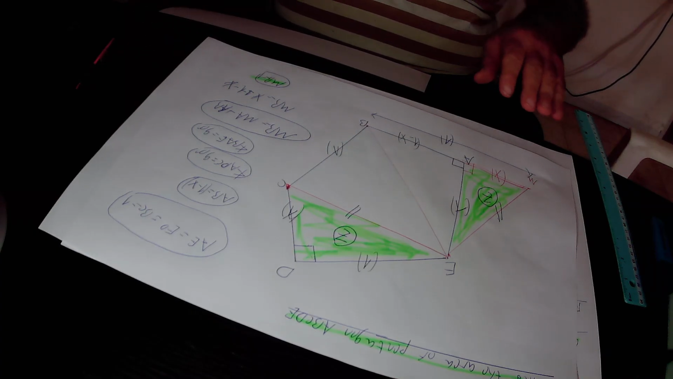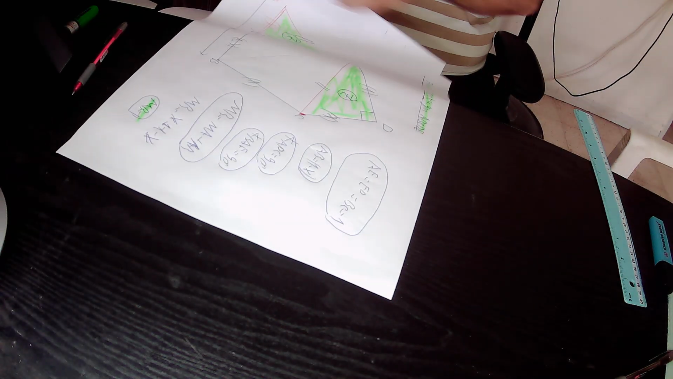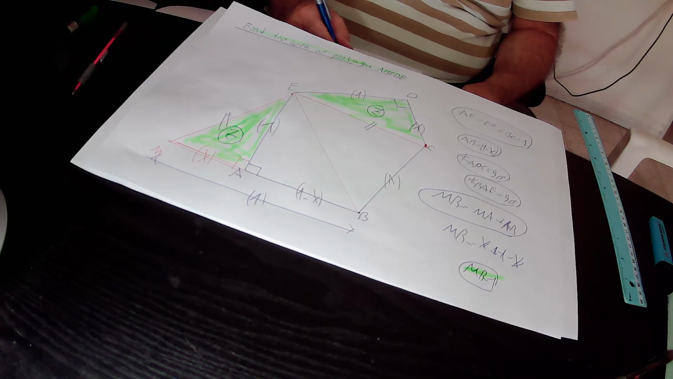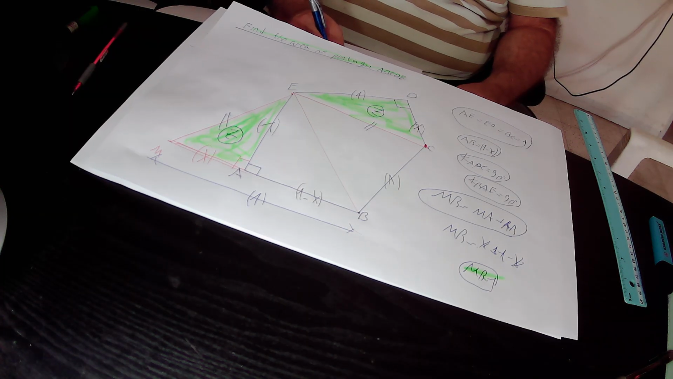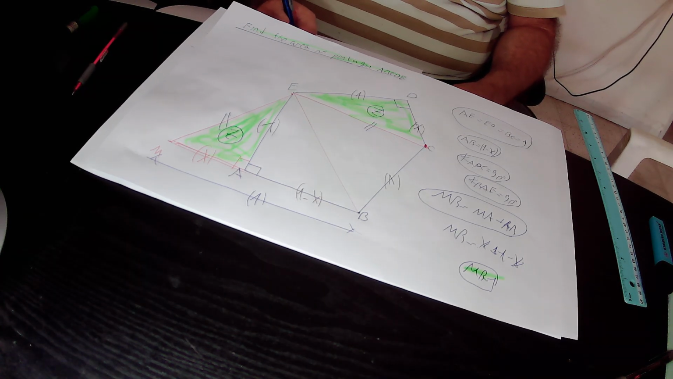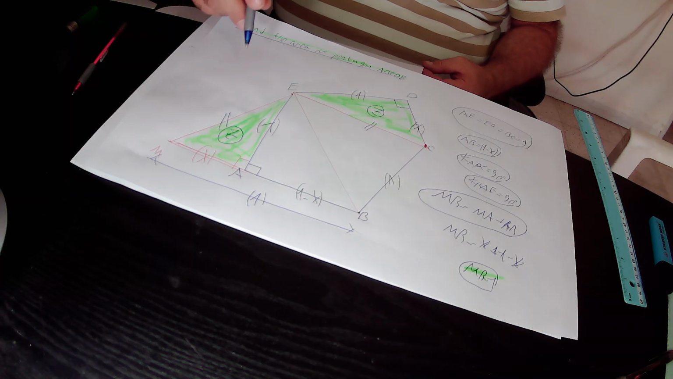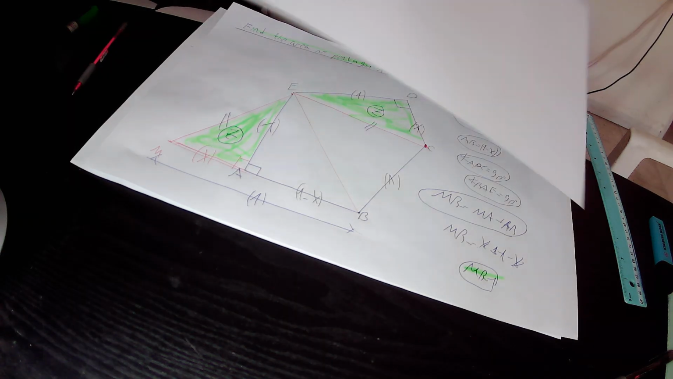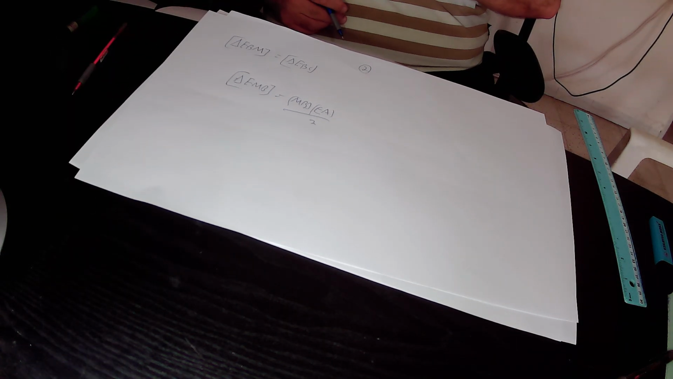The next step, we calculate the area of triangle EMB. The area of any triangle equals the base of the triangle times the height over 2. The base is MB times the height EA, divided by 2. So in total, the area of triangle EMB is equal to MB times EA over 2.